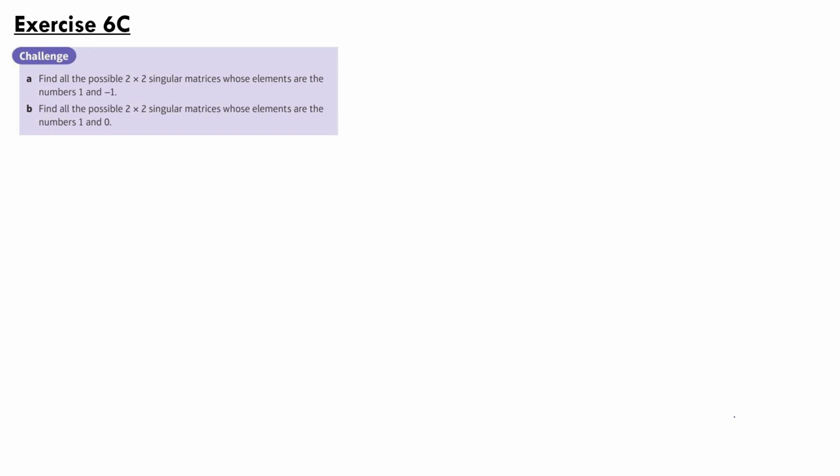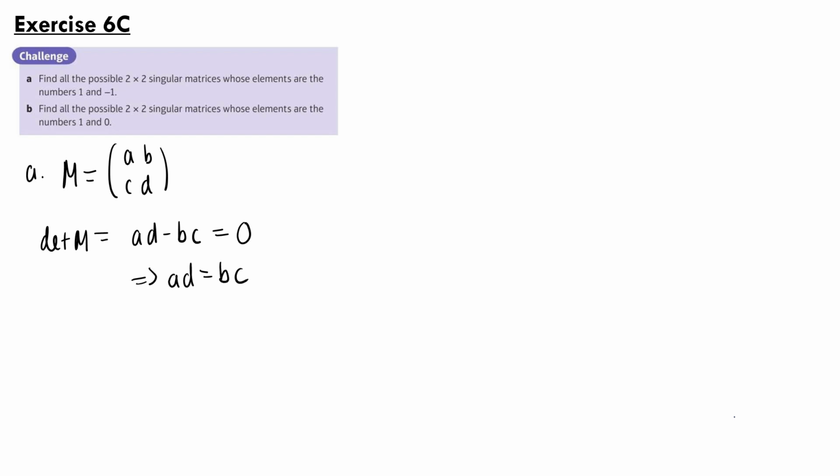Okay, so for part A, again, we can choose a general 2x2 matrix a, b, c, d, and we know that for singular matrices, the determinant is going to be equal to 0, so we have ad take away bc being equal to 0, which means that ad is equal to bc.